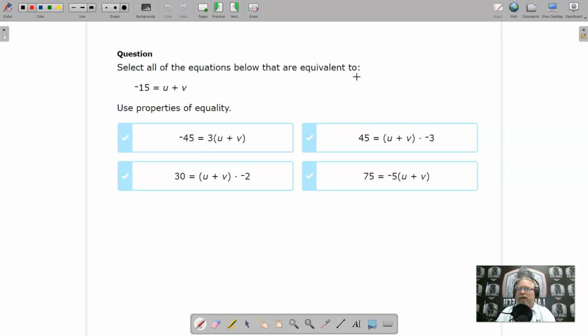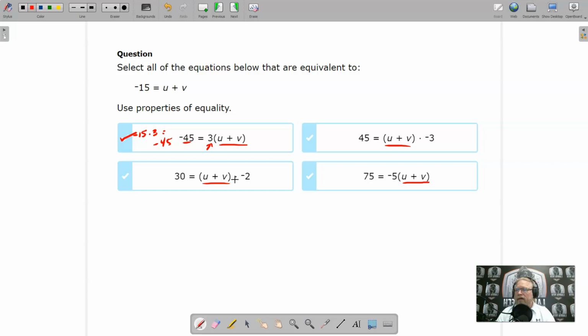Select all the equations below that are equivalent to negative 15 equals u plus v. So looks like our u plus v is here on the right side of the equation as it is up here in the original equation. So let's identify all of those. The next thing to do is see what are they doing to it. Well, over here it looks like they're multiplying times 3, and we're starting with negative 15 each time. Negative 15 times 3. This indeed equals negative 45, which checks out with this here, so this one's correct.